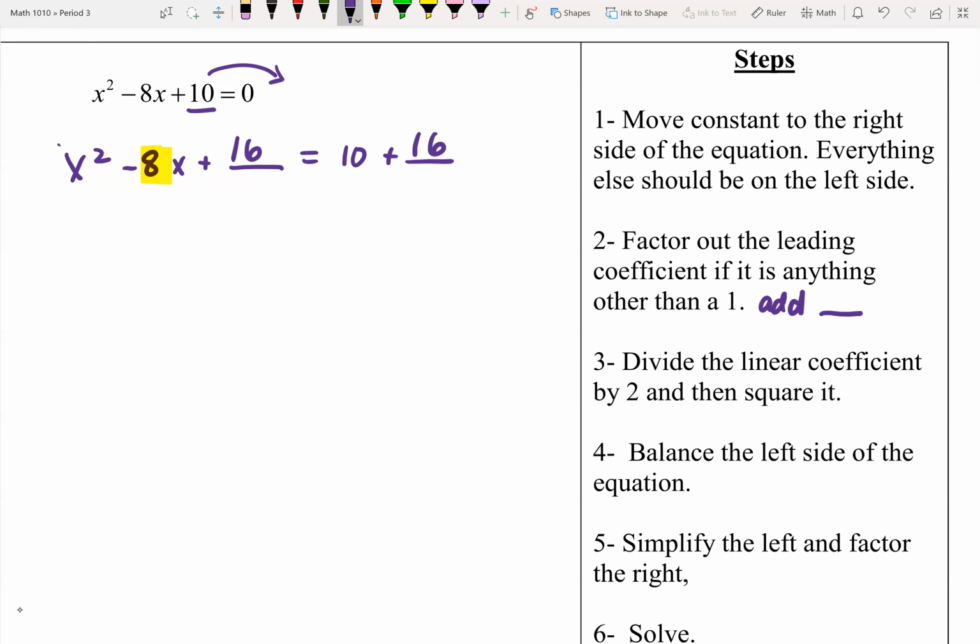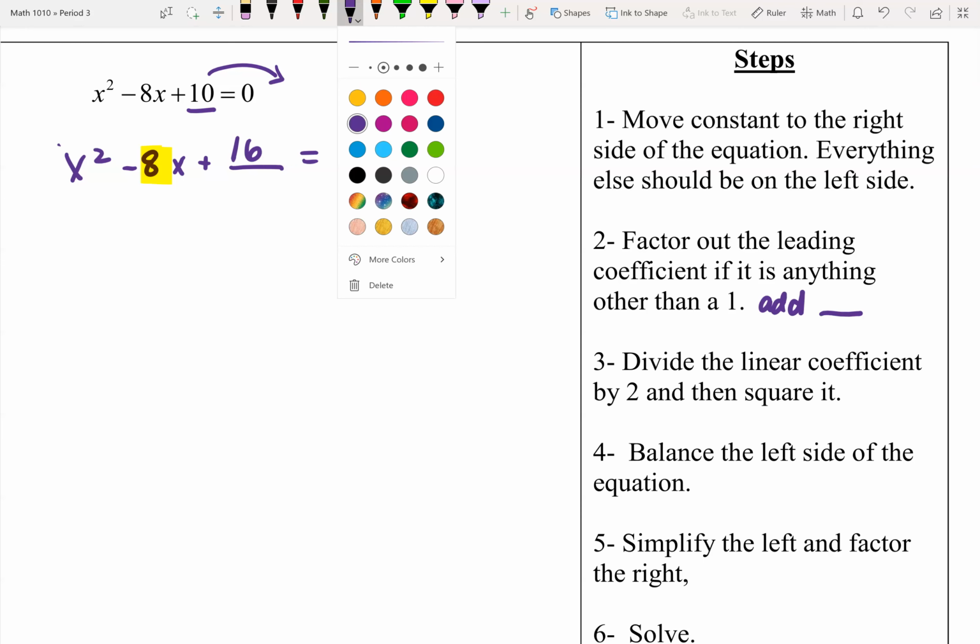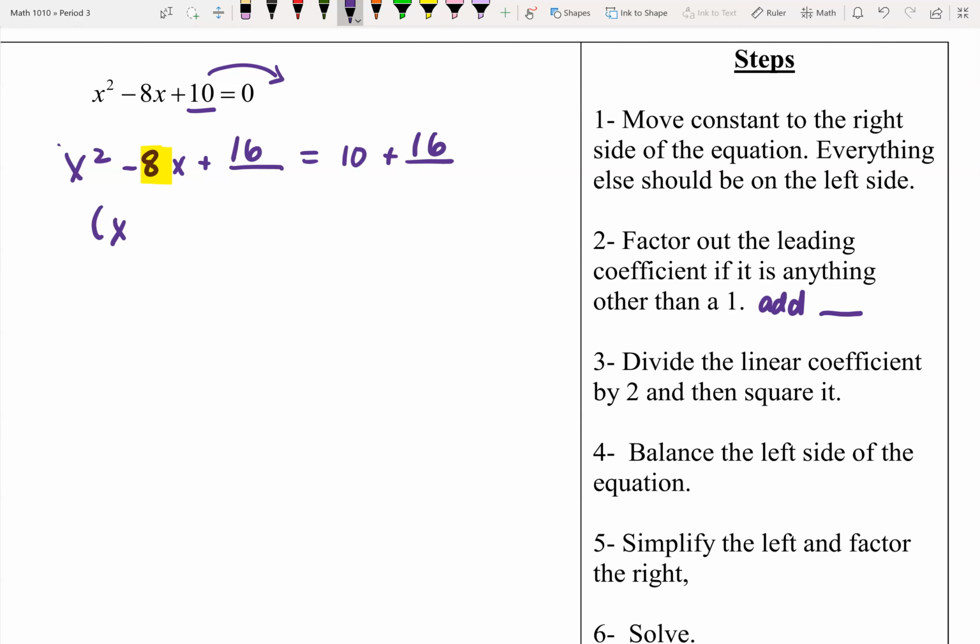I already did that. Step number 5, simplify. These are reversed. Just simplify one side and factor the other side. So this guy on the left is going to be factored. So watch how easy it is to factor it, guys. You just go x right there. And you see how the sign in front of the 8 is a negative? So a negative goes right there. And then see that 16? What is the square root of 16? It's just a 4.